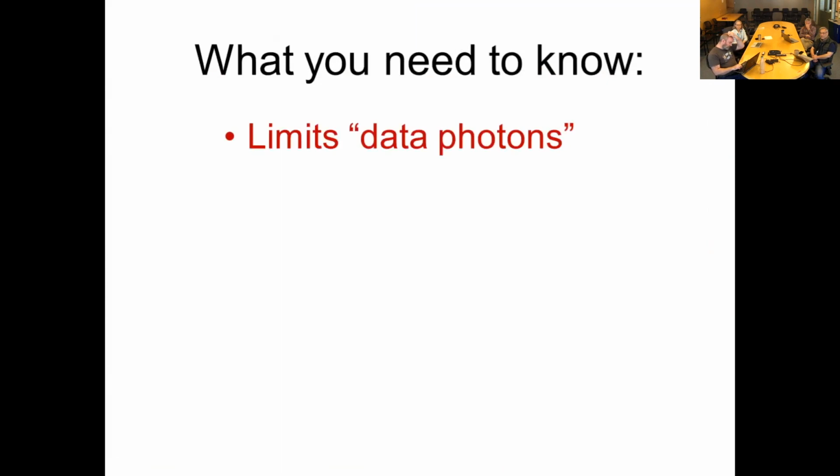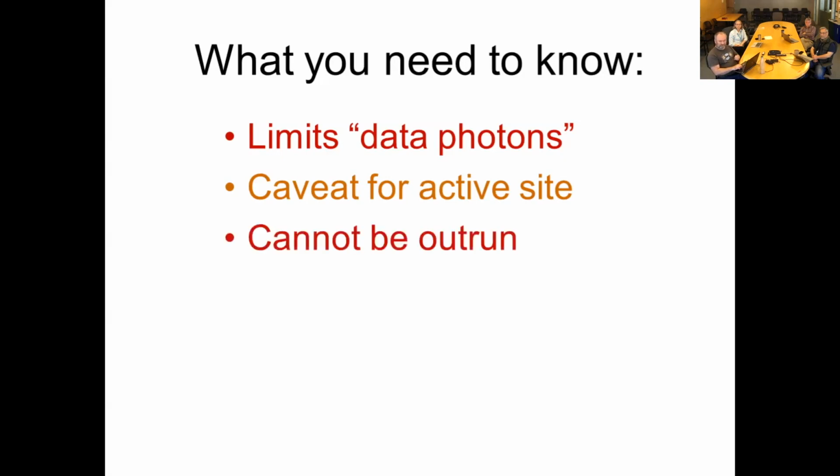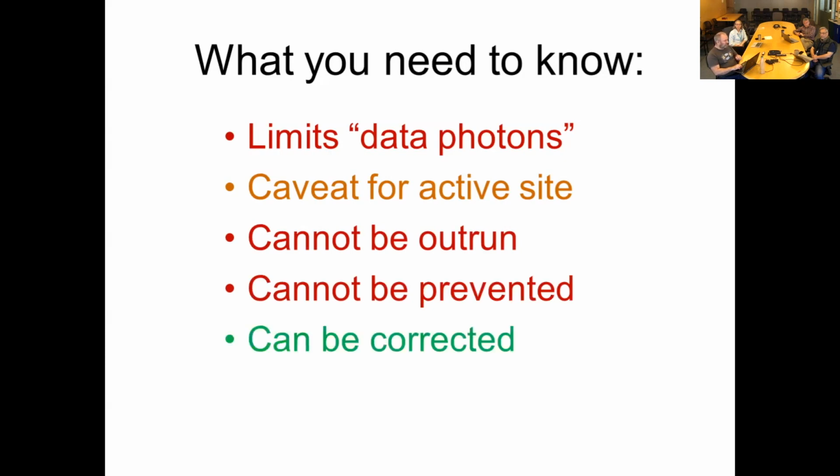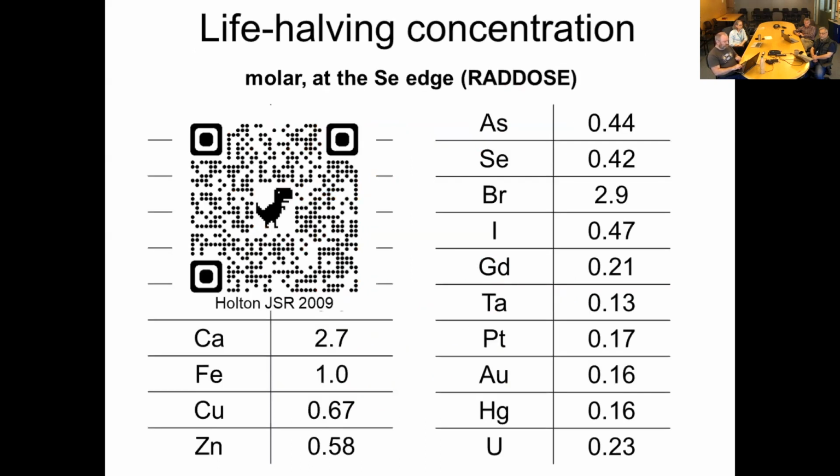So the quick thing you need to know about damage is that it fundamentally limits the amount of data you're going to get from any given sample. And it actually doesn't vary much from beamline to beamline. Caveat, of course, for active sites. If you have interesting chemistry going on in your active sites, you need to worry about radiation damage. It unfortunately can't be outrun. There have been many attempts to do this. XFELs can do it a lot, but they have a different kind of damage. So in general, damage cannot be prevented. The good news is it can be corrected if you collect your data the right way. And it can also be predicted. We've been studying this for 20 years and we understand how to calculate what the dose is going to be.